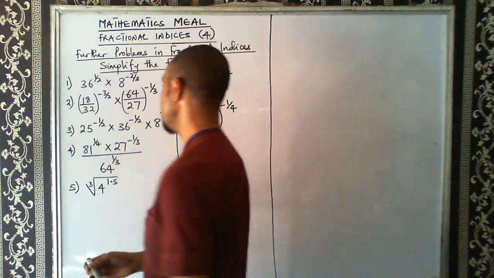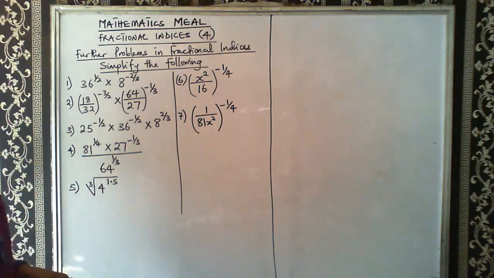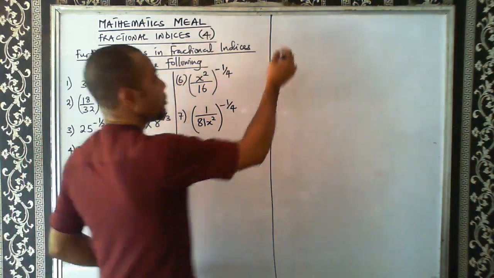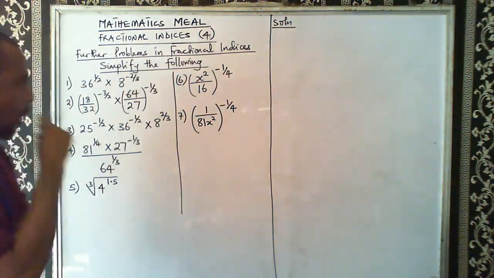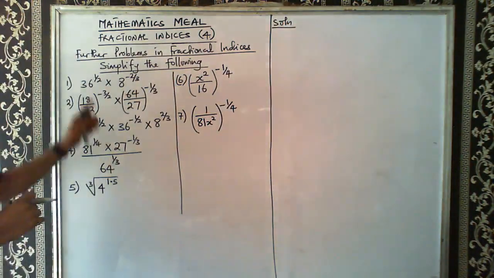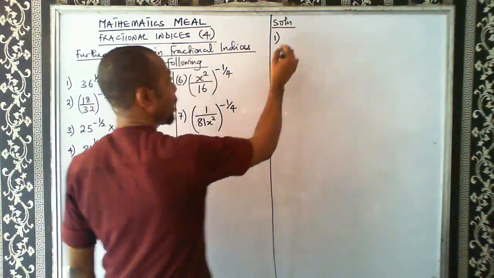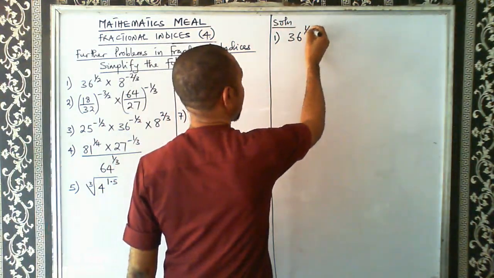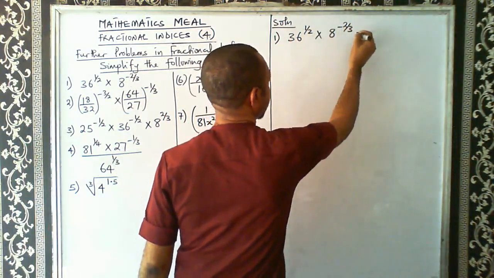We have about 7 questions that we want to solve. Yes, about 7 of them. So we are going to do justice to them. There is no cause for alarm. We are asked to simplify all this. So we begin with the first question, question 1. We are asked to simplify 36 raised to power half times 8 raised to power negative 2 over 3.